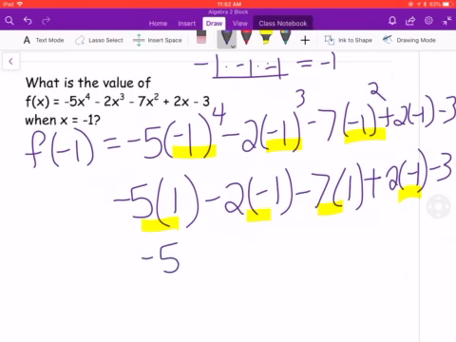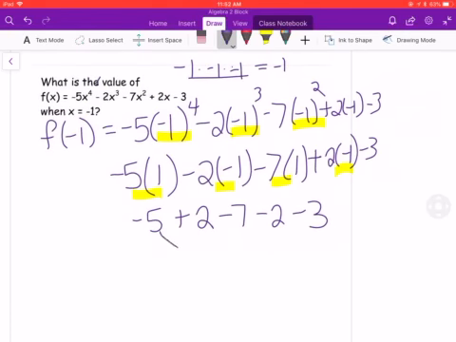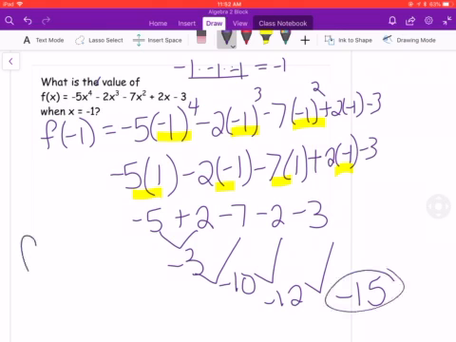So -5, -2 times -1 is +2. -7 times 1 is -7. 2 times -1 is -2, and we get -3 at the end. Then you have to work from left to right. -5 plus 2 is -3. -3 minus 7 would be -10. -10 minus 2 is -12. And -12 minus 3 is -15. So f of -1, the function evaluated at -1, equals -15.